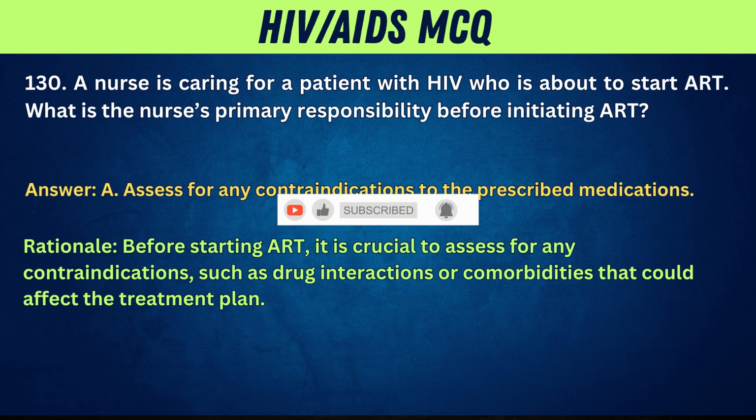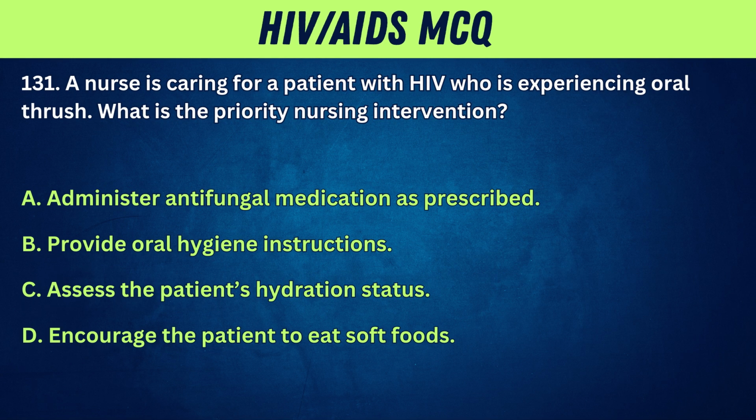Answer: A. Assess for any contraindications to the prescribed medications. Rationale: Before starting ART, it is crucial to assess for any contraindications, such as drug interactions or comorbidities that could affect the treatment plan.